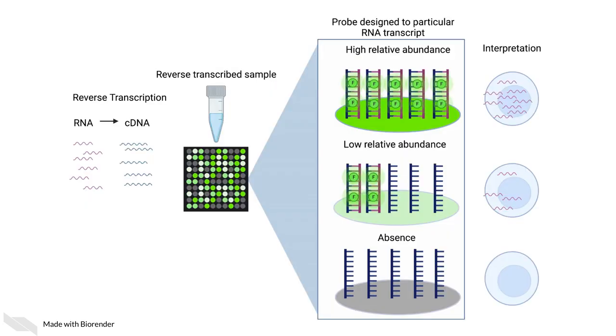Other microarrays are designed to work with RNA samples. For these microarrays, RNA samples first undergo reverse transcription, then are hybridized to the microarray chip. The higher the fluorescence, the more RNA that is being detected in the sample. These particular microarrays are useful for determining gene expression levels in a sample.